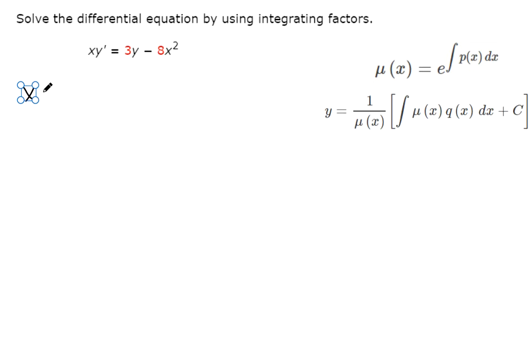So we got x. Actually, let's divide. This one feels really familiar. I feel like I just did this one, but let's divide everything by x. That way we get y prime by itself.